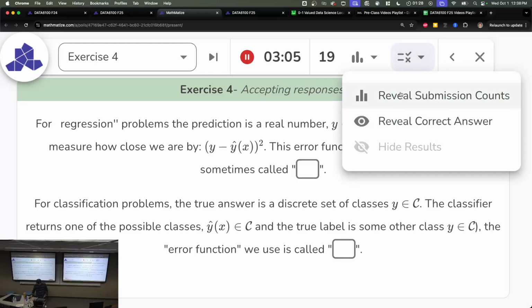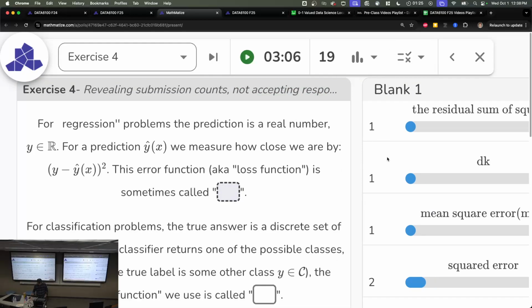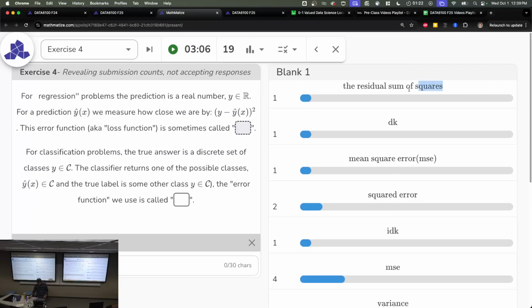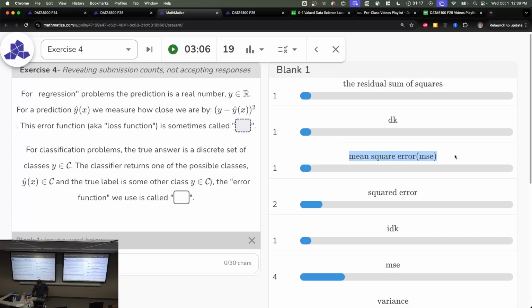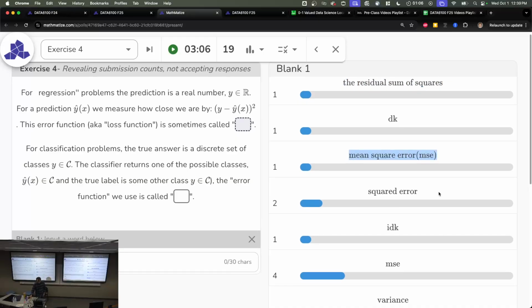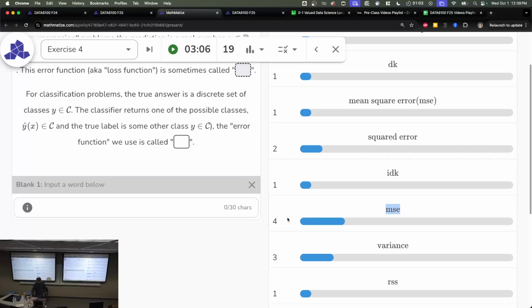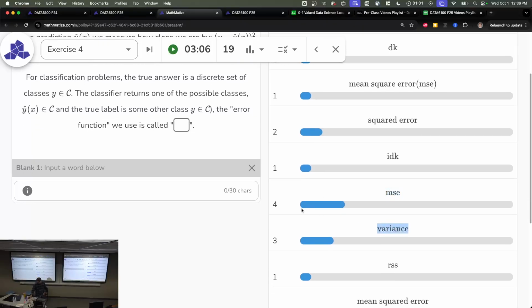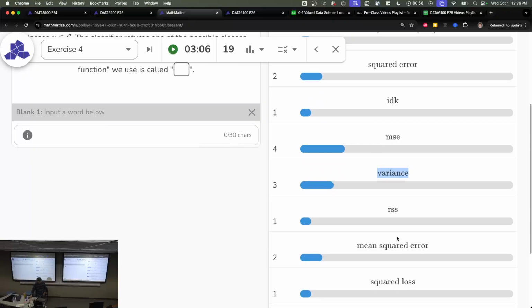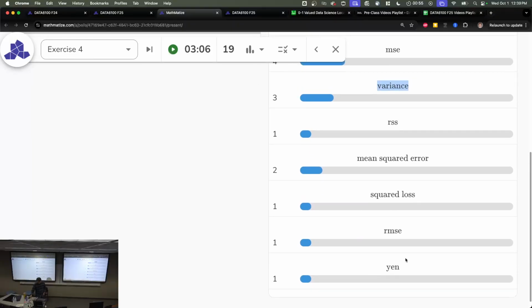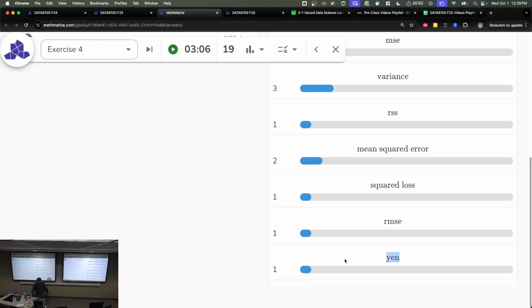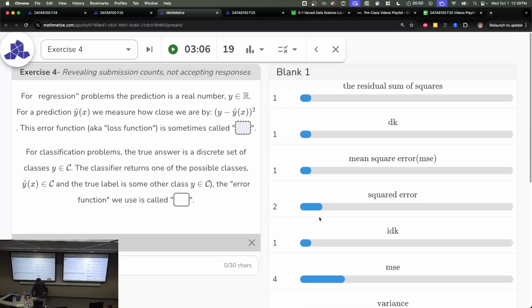Okay, what happened? The error function is called the residual sum of squares. Yeah, that's right, I think that's technically right. The one I was going for was mean squared error. What's the difference between the sum of squares and the mean square? You just divide by the number of points. This is the total, and this is the average. Okay, the squared error, very nice. The MSE, amazing, four people did that. And the MSE is some kind of measure of the variance. So variance, very nice answer. As well, mean squared error. Square loss. Yen? Unless it's currency conversion, it is not yen. Okay. All right, very nice.